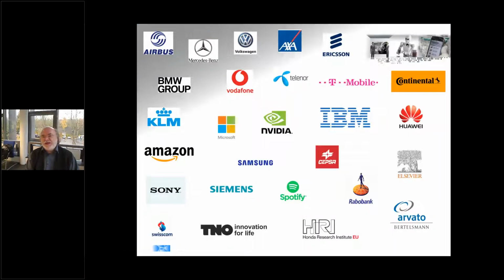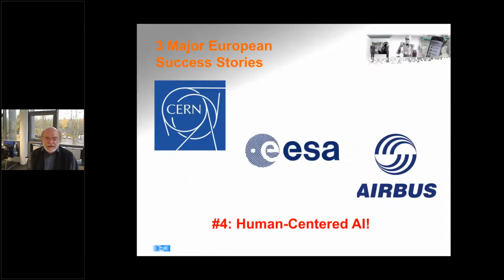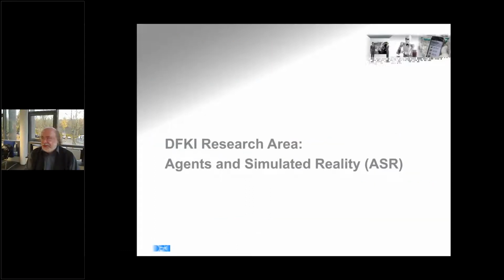We're also now starting to build industry networks. Here's some of the companies we're talking to, but this is a very new area of activities. And yes, so the idea is a little bit to, in addition to CERN, ESA, and Airbus, maybe have human-centric AI as a fourth major research success story going forward, but that definitely requires a lot more work from all of us. So after this, let me quickly talk about what we're doing.